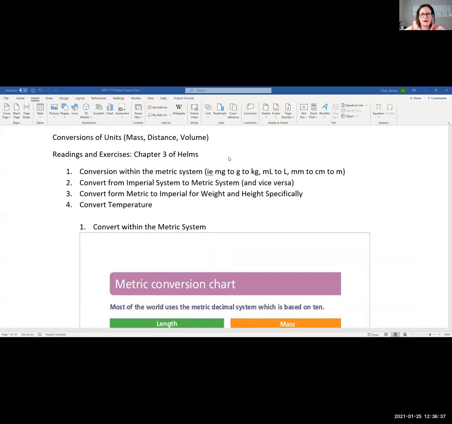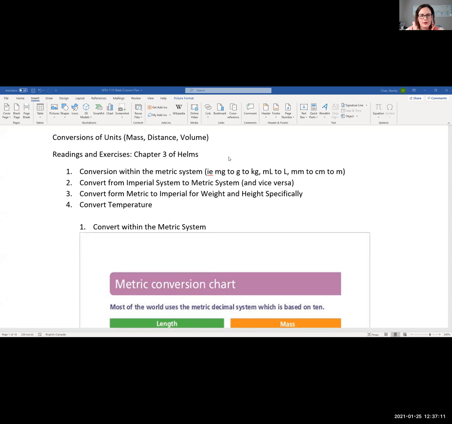Okay, so we're going to be converting from milligrams to grams to kilograms, milliliters to liters, millimeters to centimeters to meters. Those are the main units we're going to be converting. So that's weights, volumes, and distances. Okay, and then since we are somewhat dependent on the United States for some of our products, we're going to have to convert from the imperial system to the metric system and vice versa. So that we'll have some practice on that as well.